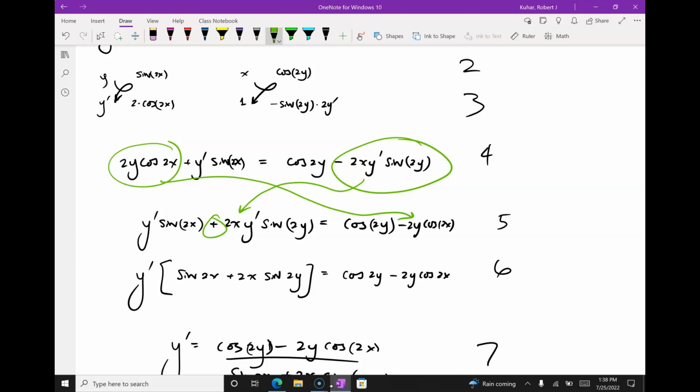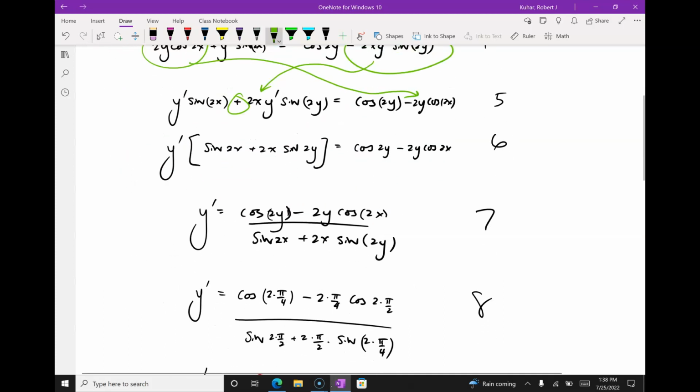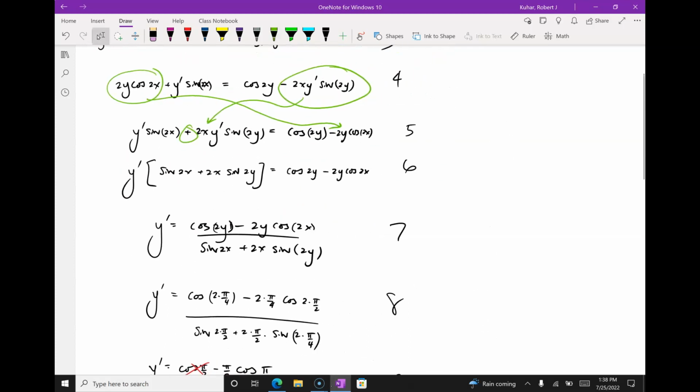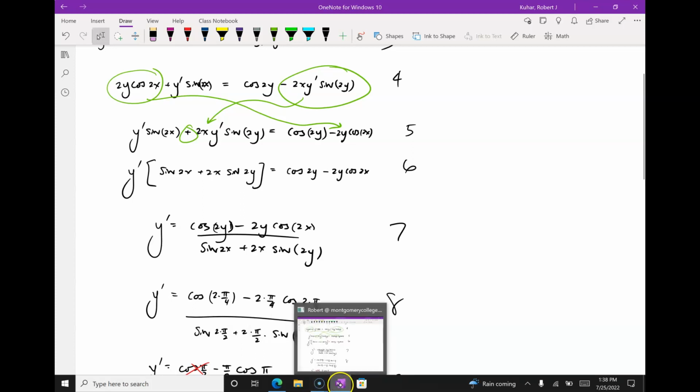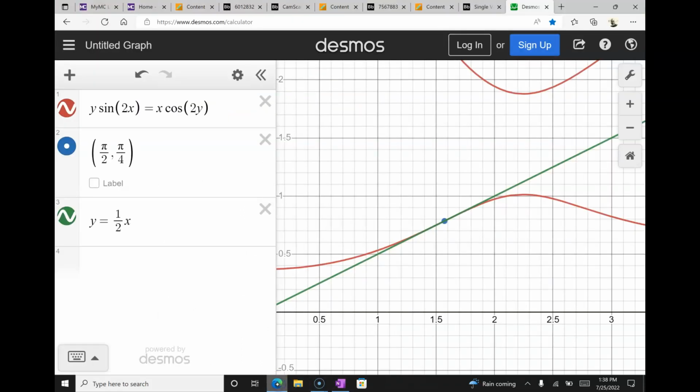We're trying to find the slope at that. We're trying to find that tangent line, of the one exactly pi over 2 comma pi over 4. Yes. Oh, I get it. What's the point? Yep.